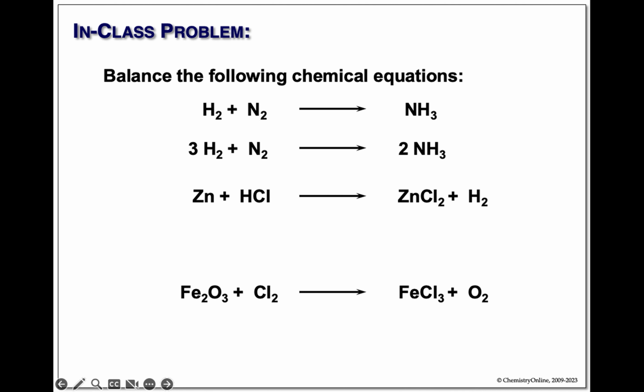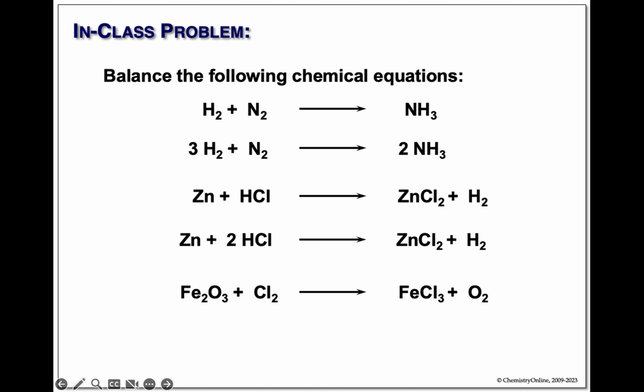Now, that gives us 2 hydrogens, that's what we have, and also 2 chlorines, and that's what we have. And by George, I think we're there. Iron 3 oxide reacting with chlorine gives us iron 3 chloride and oxygen.